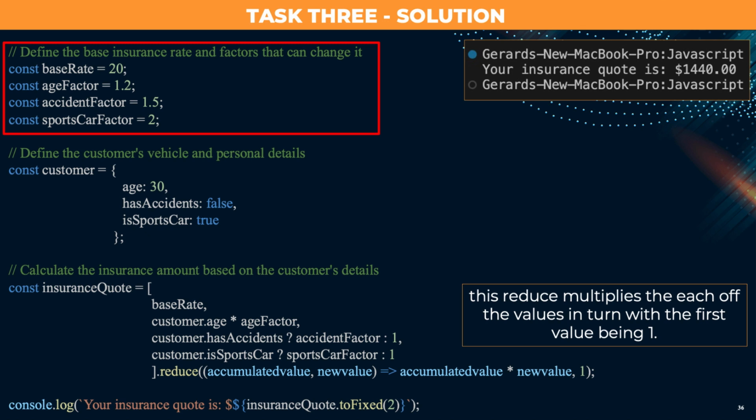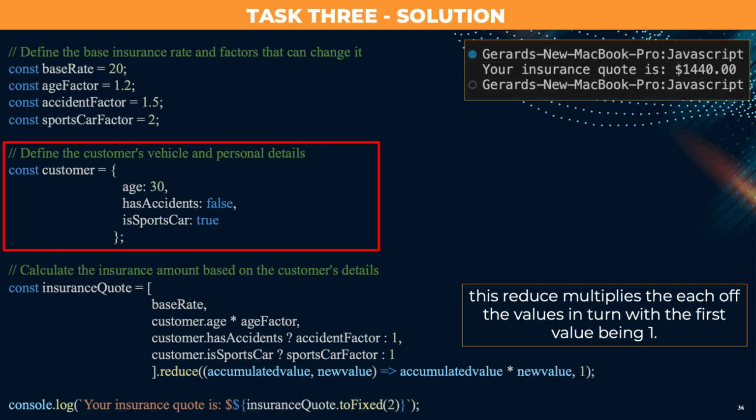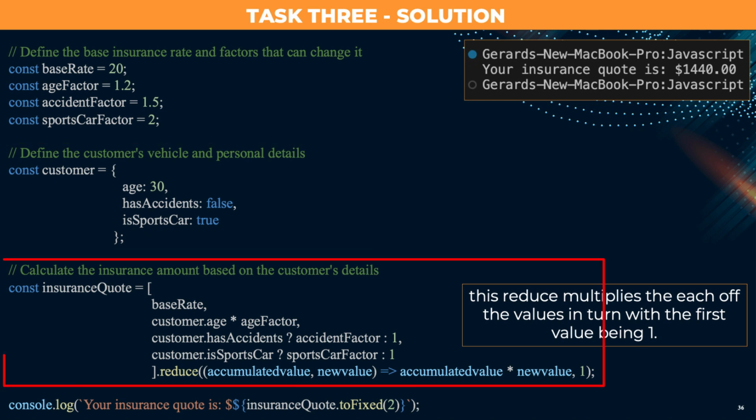So the code will be: set up our variables. Base rate of 20, age factor 1.2, accident factor 1.5, and sports car factor of 2. We then define our customer, age 30, has accidents is false, and is sports car is true. And then we set up an array which will hold the base rate, which is 20, then the customer age multiplied by the age factor.